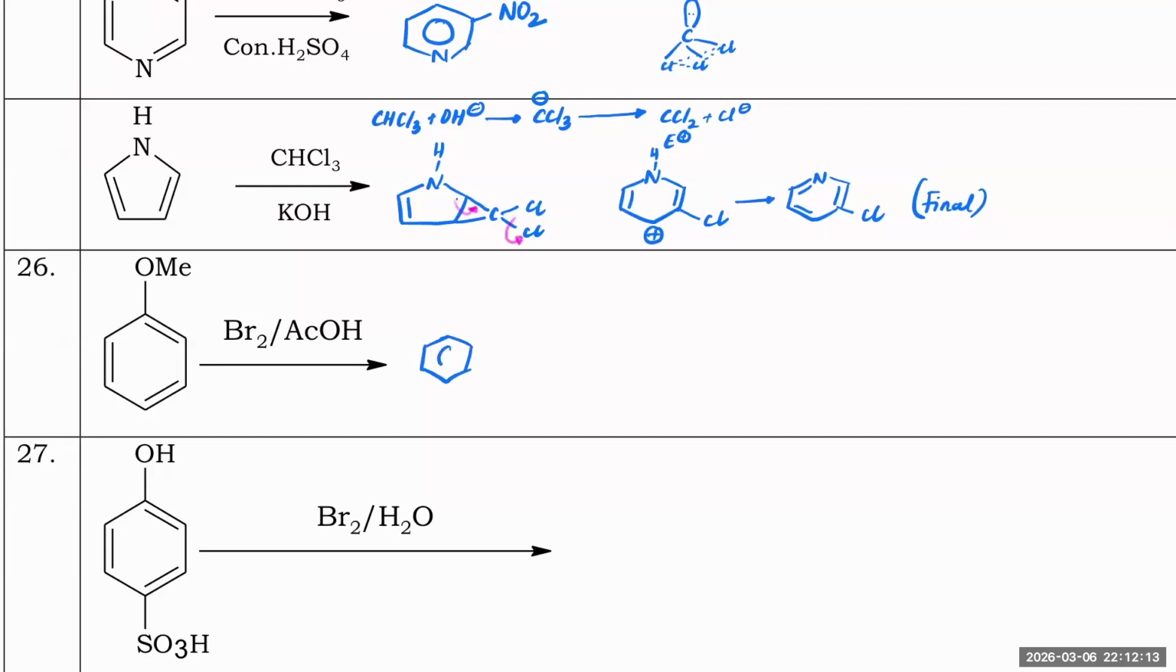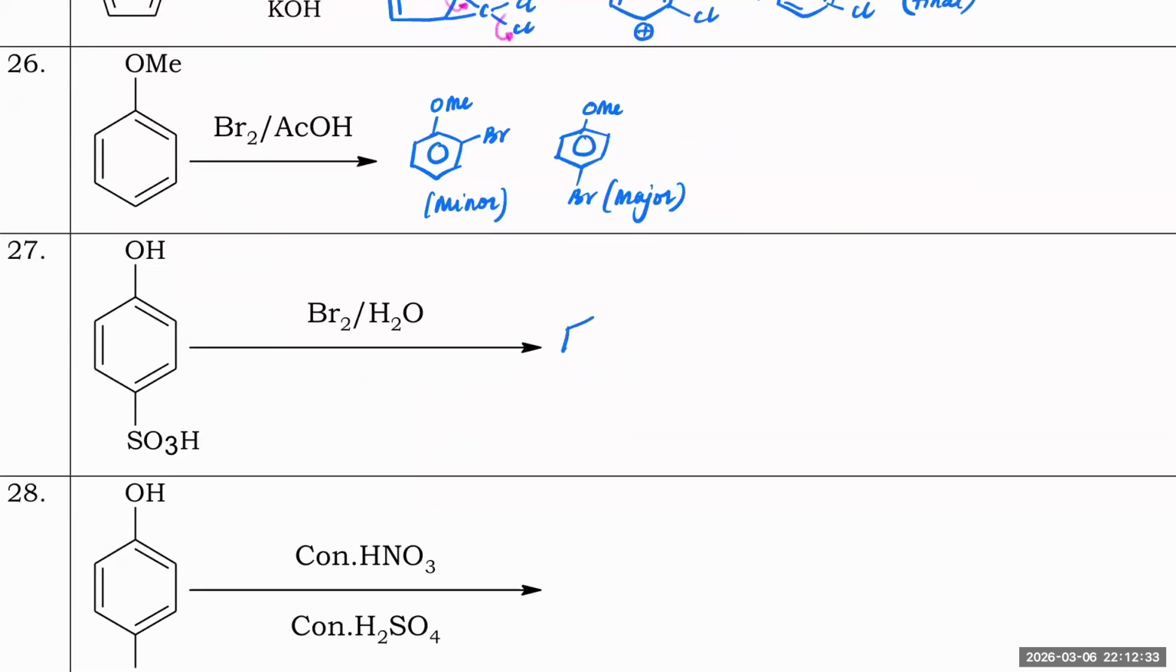In the case of methoxy group OMe, you will get bromine at ortho position and bromine at para position. Okay, and you know that this is the major product which you will have. Okay, this is minor product. Bromine water. Now listen, bromine water will make the substitution strong at all positions.